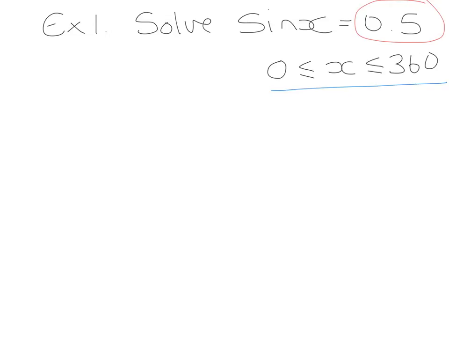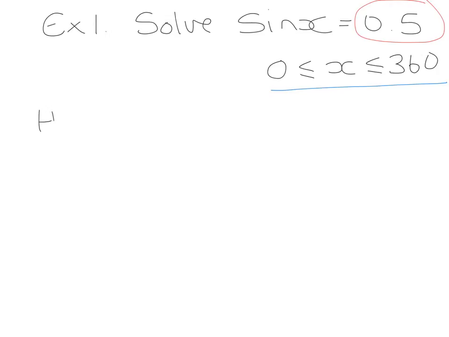And obviously this domain can change, so it doesn't always need to be the full length of a wave. Remember, the sine wave has a period of 360, so what we're saying is we're looking for any x values where the wave is equal to 0.5. And we'll have a look at the graph first, before we start to solve it, to see how many answers we think we should have.